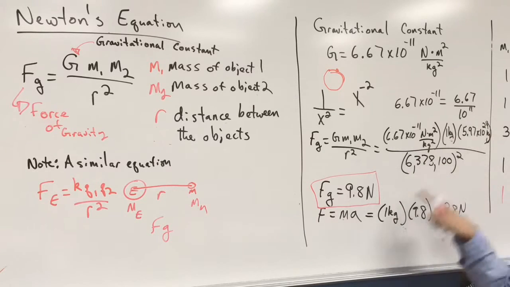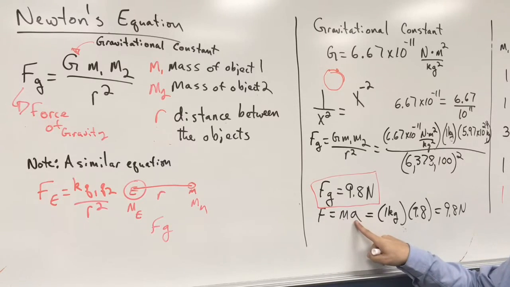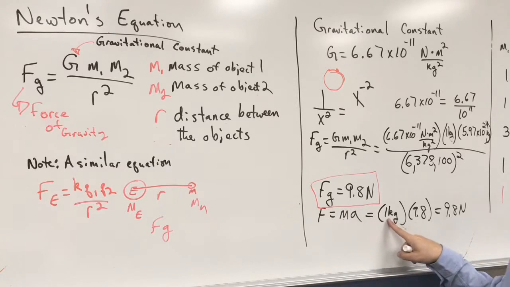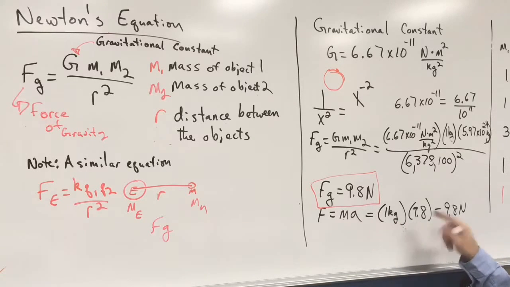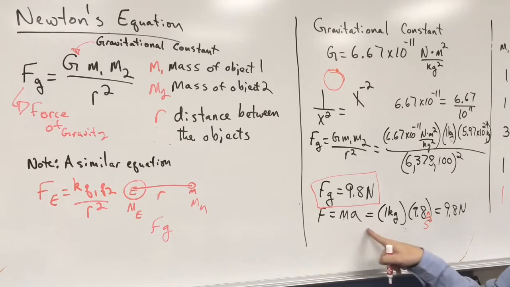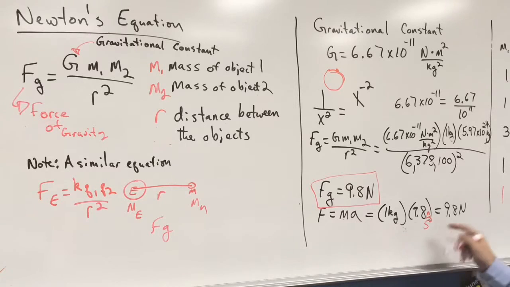So I did a bunch of math with a bunch of numbers to get 9.8 newtons. Force equals mass times acceleration, that's what we just finished looking at. If I plug these same masses into this equation, I get 1 kilogram times 9.8 meters per second squared, which is 9.8 newtons. So the equation we've learned for the force of gravity on the Earth, mass times the acceleration due to gravity, gives the same force as Newton's equation.